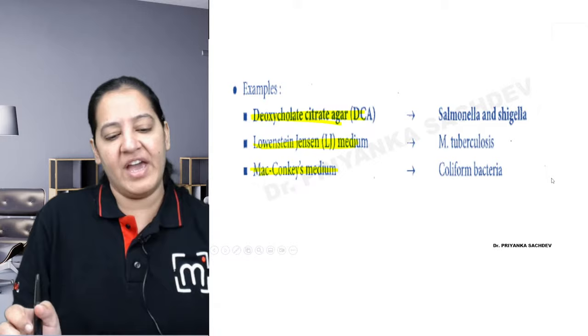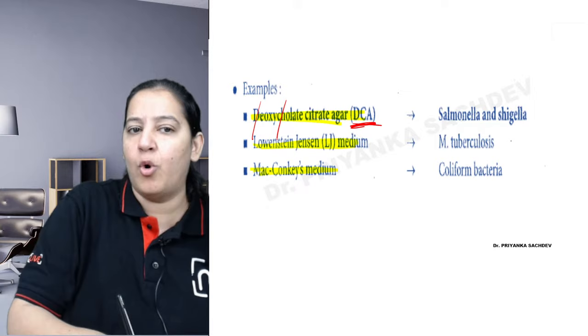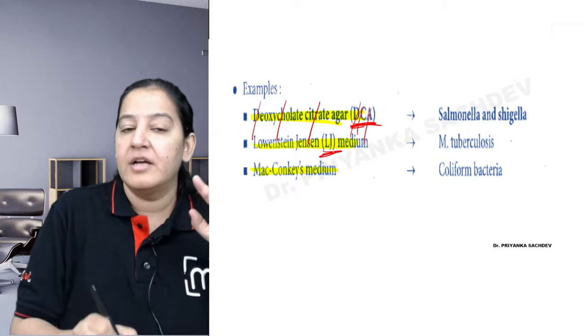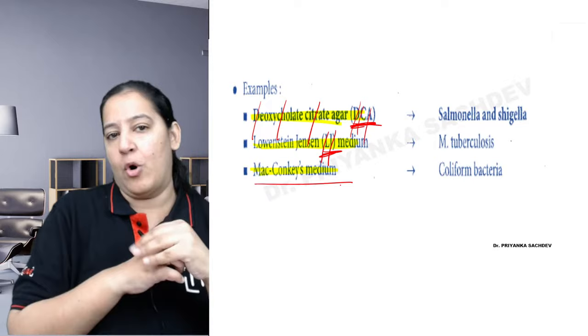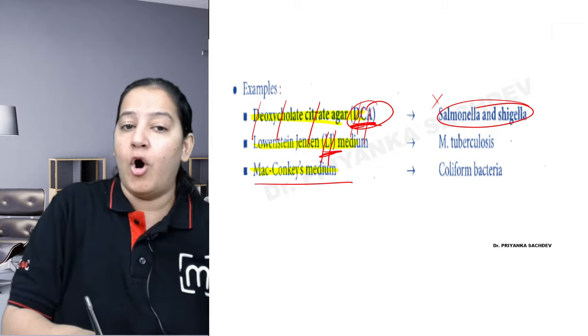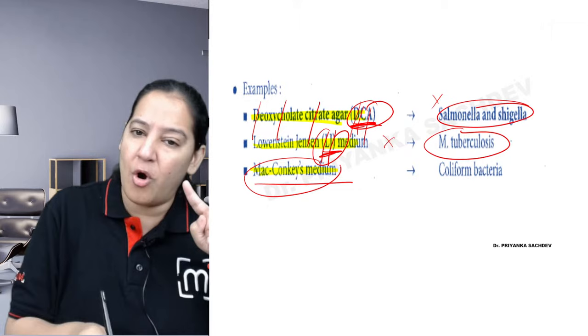Number one, DCA. The full form of DCA is deoxycholate citrate media. The second is LJ. The full form of LJ is Lowenstein Jensen media. And third is MacConkey. On DCA, only Salmonella and Shigella will grow. Others will not grow. On LJ, only TB will grow, Mycobacterium tuberculosis. Others will not grow. And on MacConkey, only E. coli will grow. Others will not grow. So you have to learn.